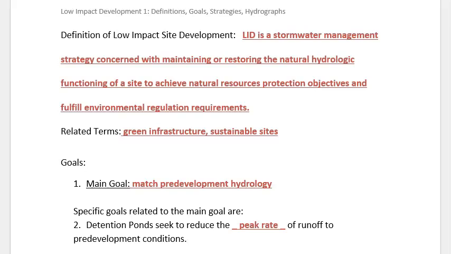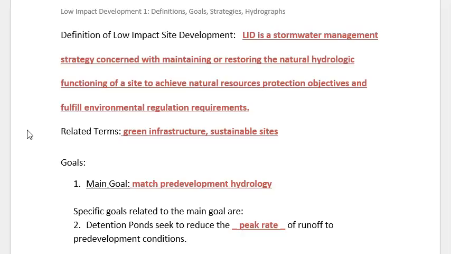Some related terms: the low impact development term is still out there. You might hear green infrastructure or sustainable sites. Our goals are to match the pre-development hydrology. So at the end of these notes, there'll be another video where it goes through hydrographs, and you can fill that in. So we want to match the pre-development hydrograph, or a graph of the hydrology, how the water flows before it's developed. So some specific goals related to that: it's a detention pond or retention pond. Detain, or stopping it for a while. Retain, you're holding it on for longer. I'll probably use them interchangeably, but if you want to be rigorous, there are different definitions.